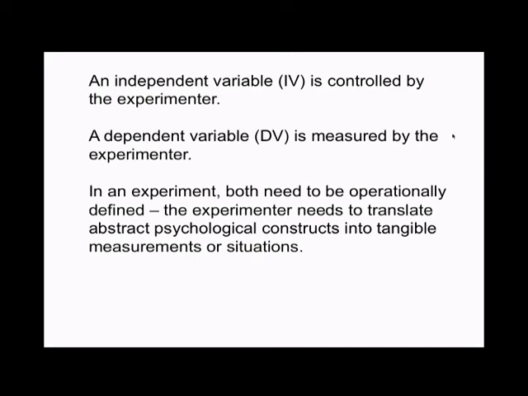An independent variable is the variable controlled by the experimenter, and the dependent variable is the one that's measured by the experimenter. Now, in an experiment, both of those variables need to be operationally defined. So in other words, the experimenter needs to translate abstract psychological constructs into either tangible measurements or situations.